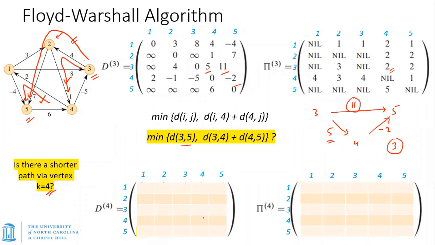So can you tell me where we would enter the new weights for D and pi as well? We'd go up to 3 over here and 5, and we would improve 11 over here to be 3. What about this particular value? Should be 4.